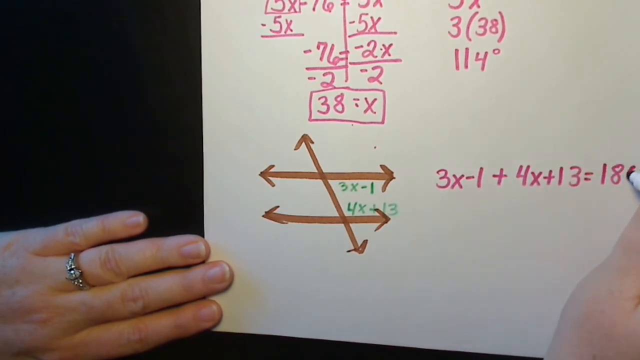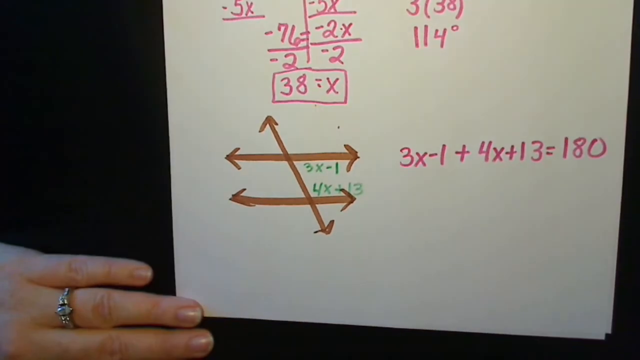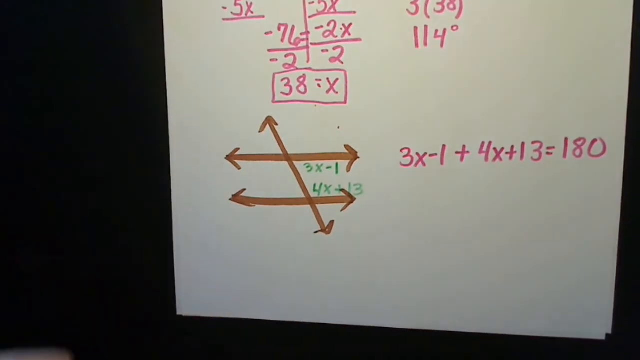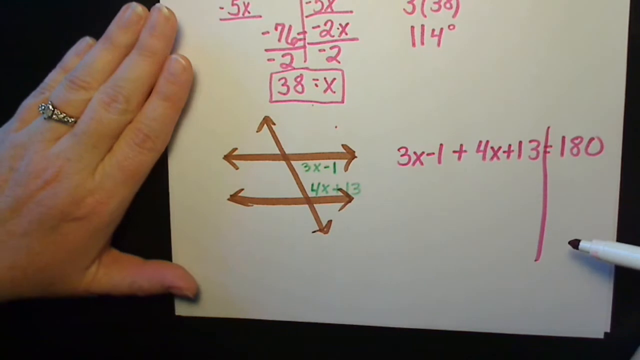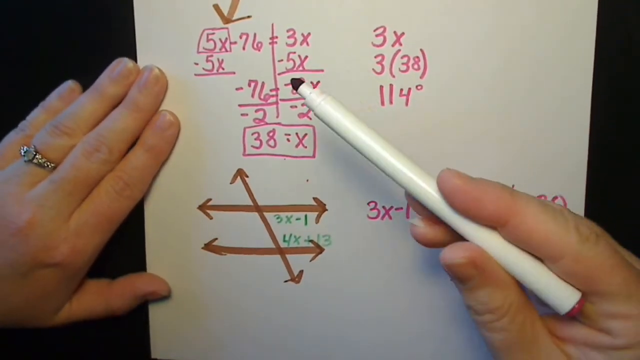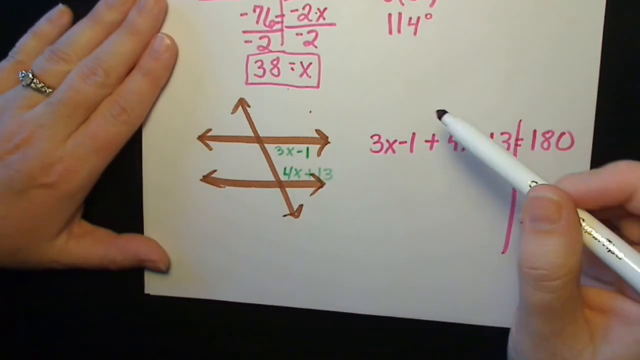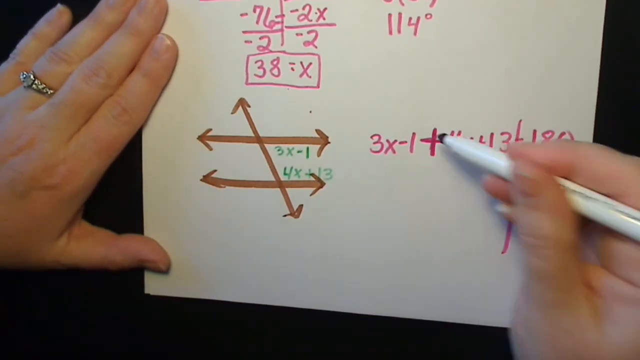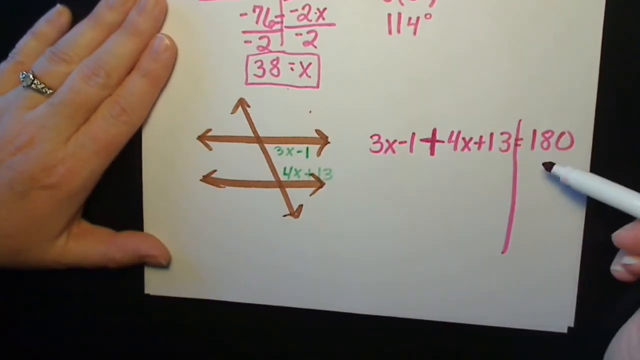180, like this. Okay, so every time your two angles are either going to be equal to each other if they're the same measurement, or they're going to have a sum, which means you add them, of 180.